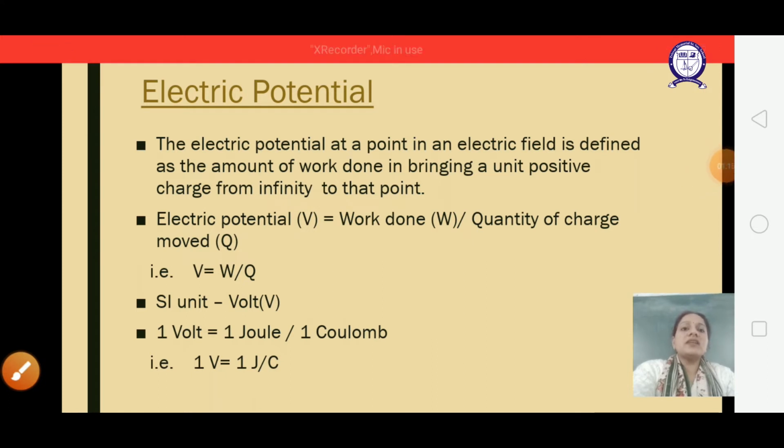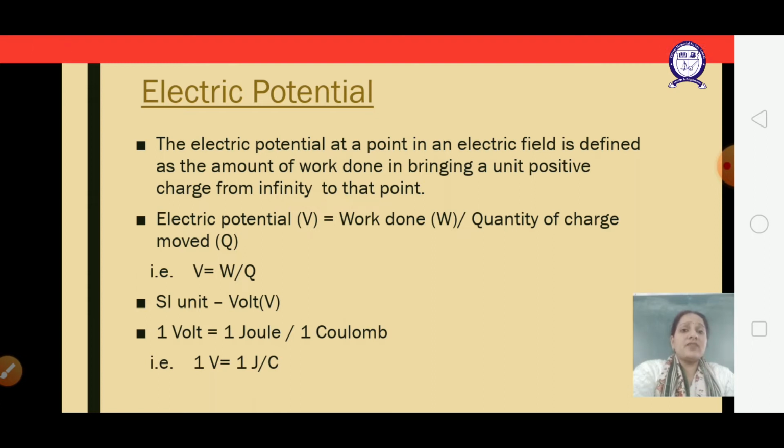Now how we can represent this electric potential in mathematical form. Electric potential could be written as work done, that is W, divided by quantity of charge moved. So the formula of electric potential is V equals W by Q. The SI unit of electric potential is volt, named after the scientist who discovered it. Mathematically, 1 volt is equal to 1 joule divided by 1 coulomb. We can define this SI unit also.